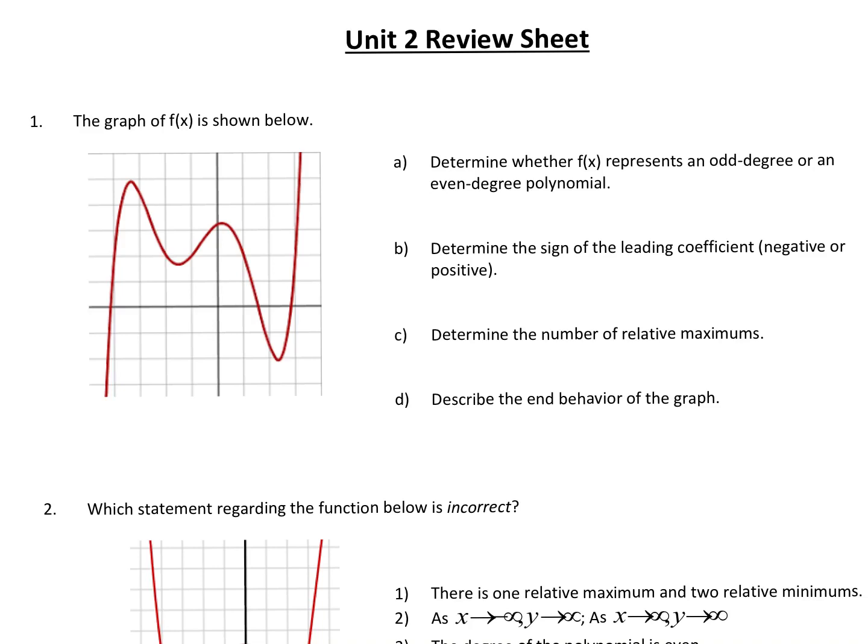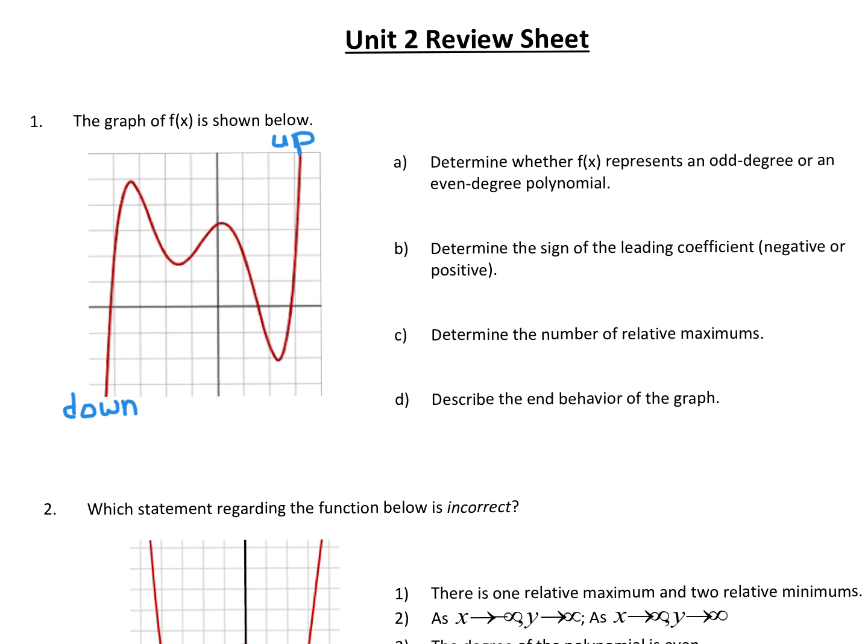All right, so number one, they give us a graph of f of x, and there's a bunch of things over here we have to determine. I like to first just write down what's going on the left side of our graph as well as the right side. So on the left, we can see our graph is going to continue to go down, and on the right, we can see up over here it's going up.